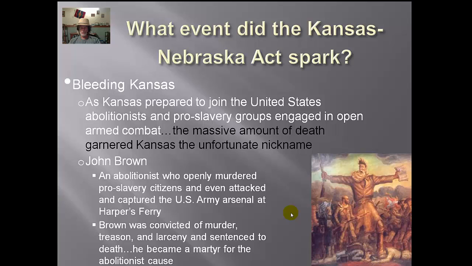And probably the leader of this whole group was John Brown. You can read this here: he murdered pro-slavery citizens and even attacked and captured the U.S. Army arsenal at Harper's Ferry. I had the opportunity, when I was in upstate New York, to see where John Brown was buried, and he is still seen as a hero for the anti-slavery cause. Brown was convicted of murder, treason, and larceny and sentenced to death, and he became a martyr for the abolitionist cause. John Brown was a very charismatic individual, but he did attack the arsenal, so that was treason against the United States, and he was rightly convicted for that.